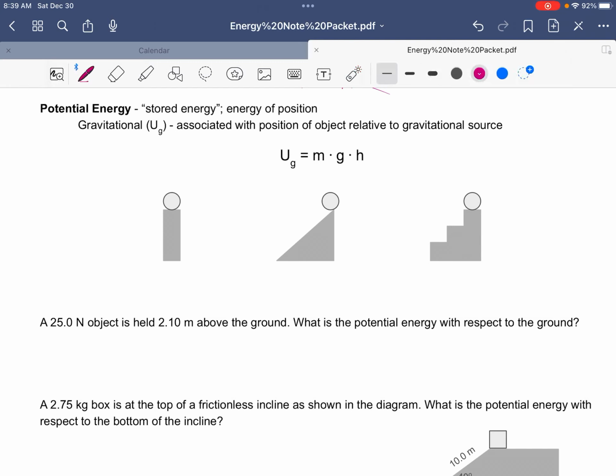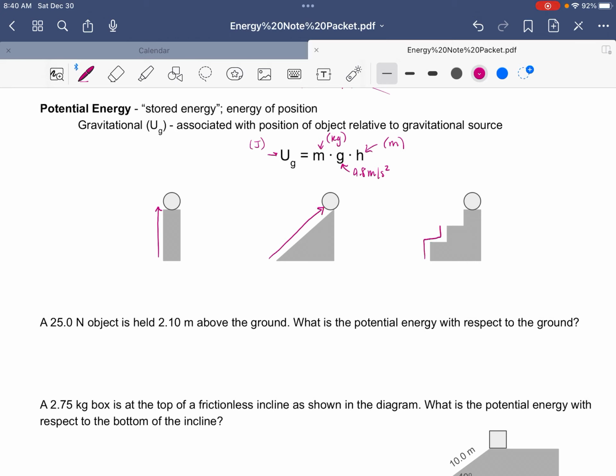For our equation, again, our potential energy is measured in joules, just like we saw with kinetic energy. We have the mass, which is in kilograms. We have g, which represents gravity, so 9.8 meters per second squared on Earth. And then we have our height, which is measured in meters. Here we have a situation where a ball was lifted up to this height. This ball was rolled up the ramp to this height.